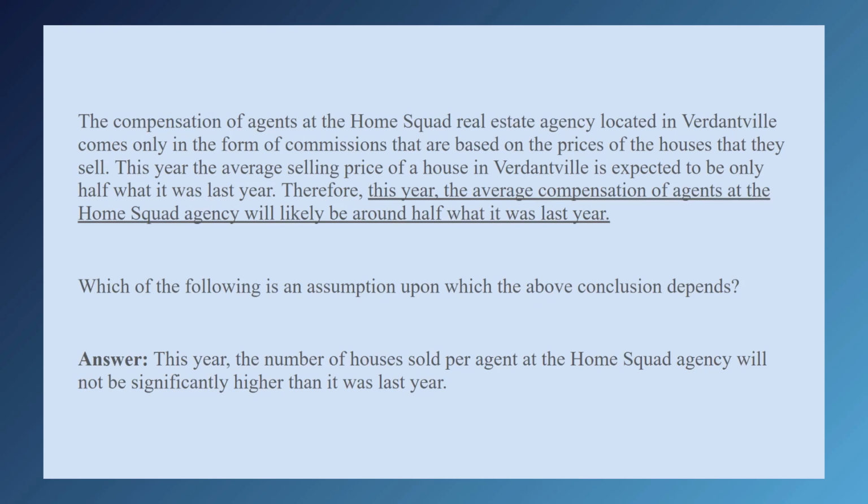If there is plenty of inventory at these new lower prices, then the conclusion no longer follows from the premises. So the author must be assuming that the number of houses sold per agent won't increase significantly. If that assumption turns out to be false, the whole argument collapses. What's our big takeaway? More information is only helpful if it's relevant to the conclusion in front of you. Otherwise, it's just background info and noise that you don't need.